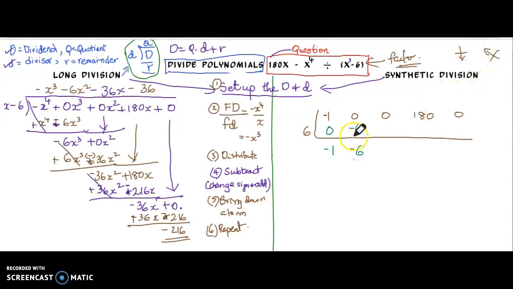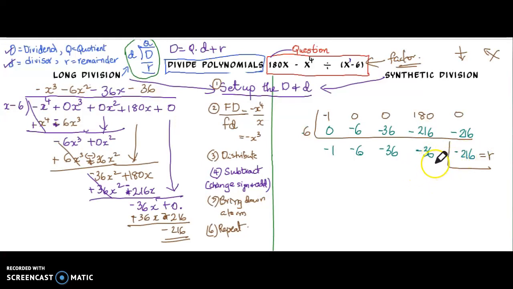When I go sideways, I multiply, so negative 6 times 6 is negative 36. Straight is add, negative 36. Sideways is multiply, negative 216. Straight is add, negative 216. So after you write like that, you're going to call the last number your remainder.